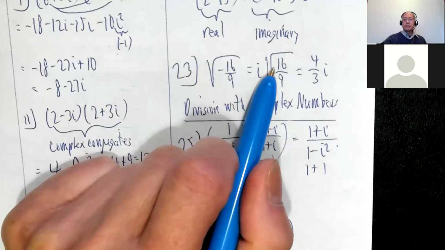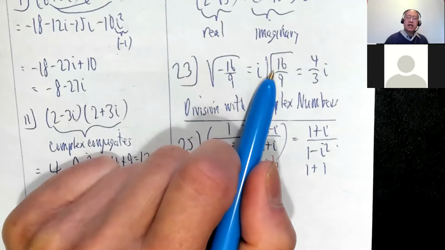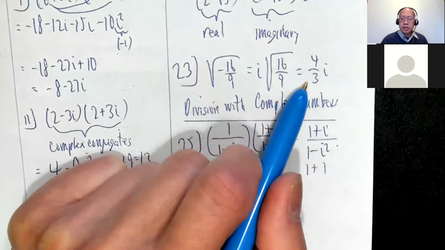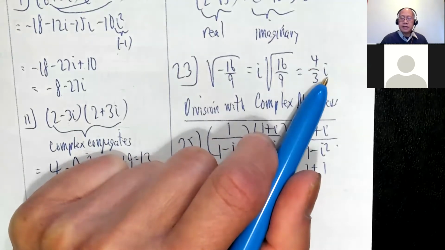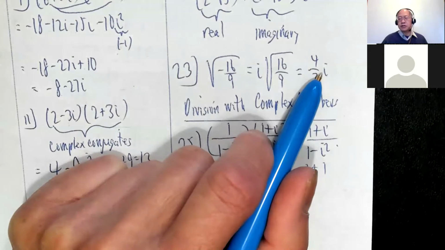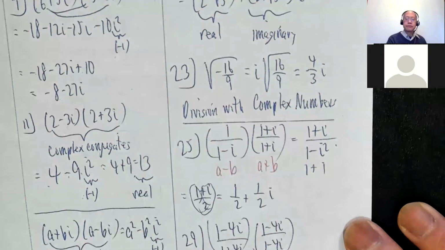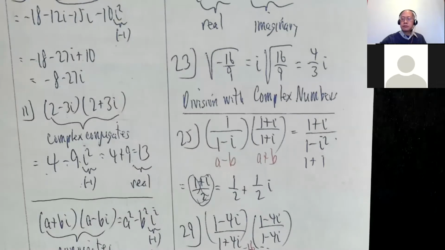So i times 4/3. But now that it's i times 4/3, you write it the usual way, where you have number coefficient times the variable, although i is not really a variable, it's a constant, but it's a letter, I should say. So final answer is 4/3 i. And there we go.